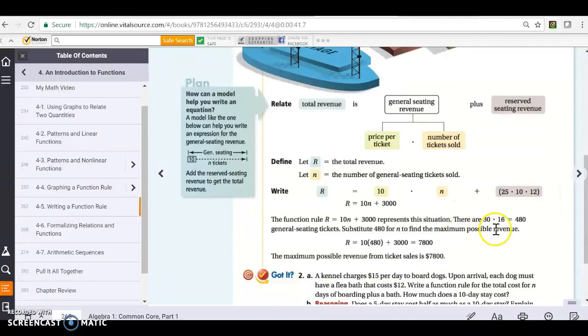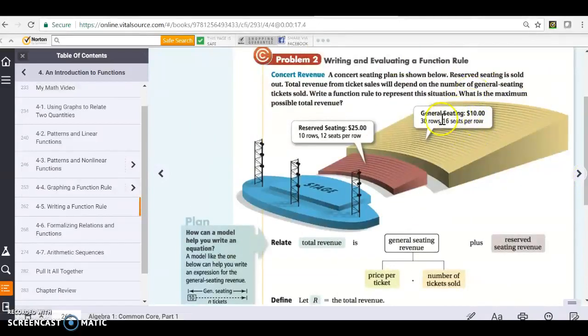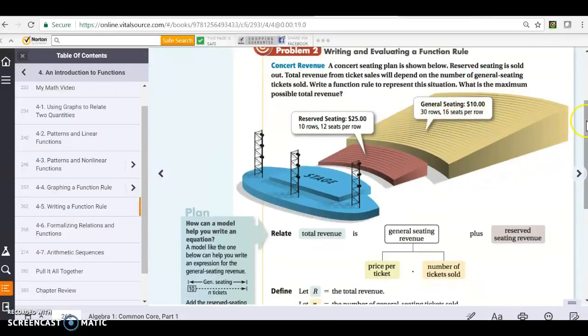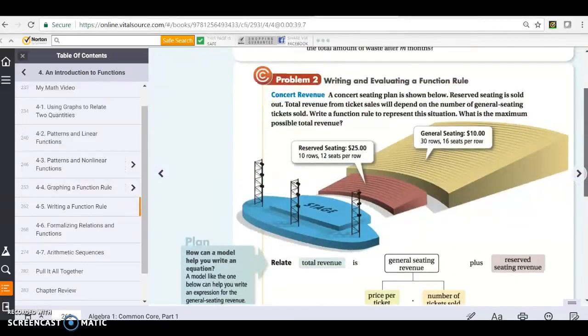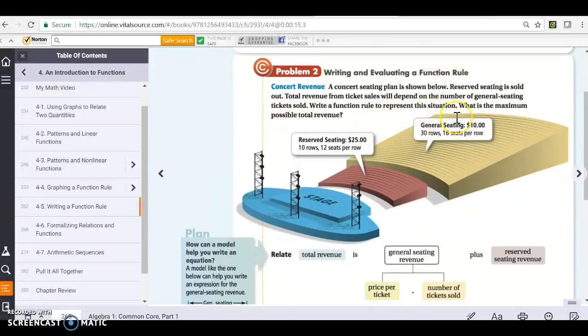There are 30 times 16 equals 480 general seating tickets. We can see that from the chart again. So there are 30 times 16, 30 rows, 16 seats per row. So substitute 480 for N to find the maximum possible revenue. And when you do that, you get 7,800. Okay, so did we answer? First, we wrote a function rule to represent the situation, and then we found the maximum possible revenue.